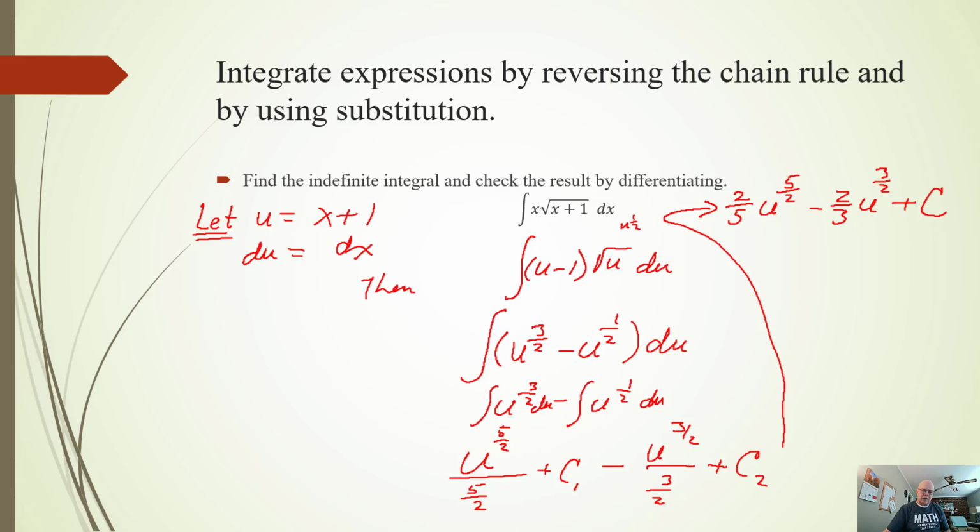Now it's time to put everything back together from our expression over here. We'll have 2/5. The u is x plus 1. 5 halves minus 2 thirds, x plus 1 to the 3 halves plus our overall constant of integration. And there you go.